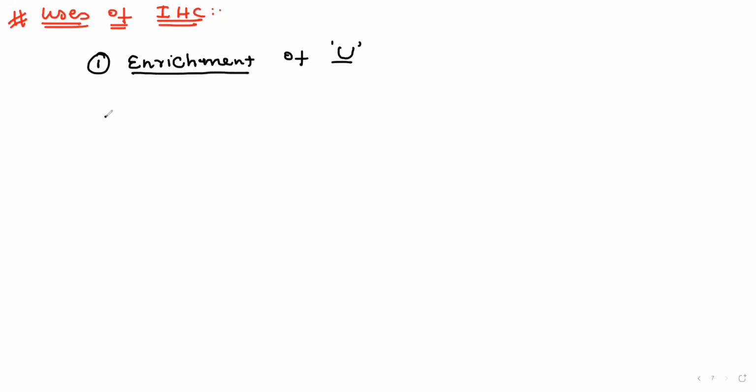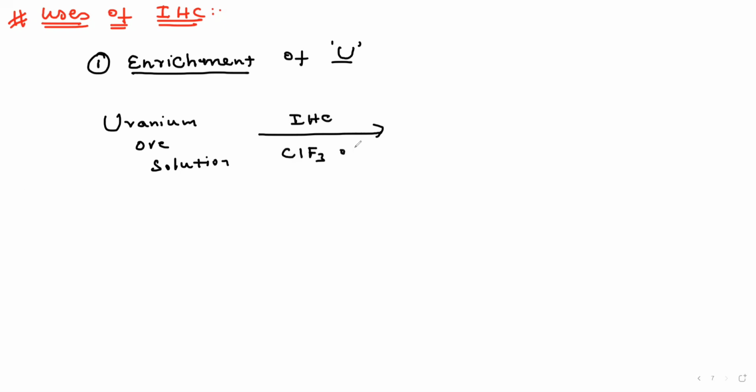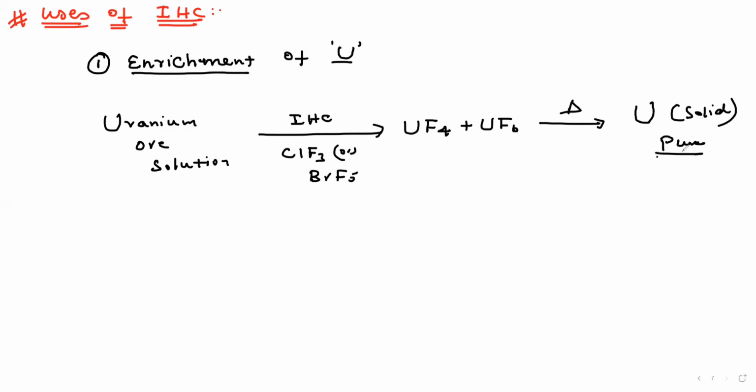Now, please note. Take uranium ore solution. This reacts with an interhalogen compound. We can use ClF3 or BrF5. Like this, interhalogen. I first get UF4 and UF6. Now I'm going to heat this compound. I get the pure solid uranium. This is enrichment. I get the pure uranium. This is called enrichment of uranium. The interhalogen compound can be used for enrichment of uranium.